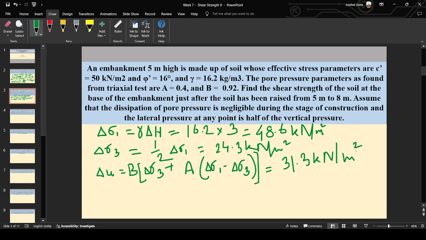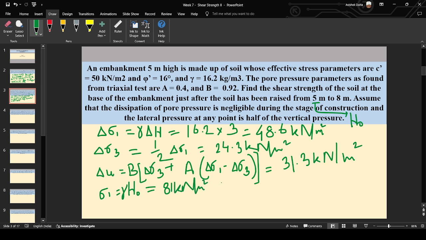Now to find out the effective stress after the construction has happened, what was the original normal stress, sigma 1? Sigma 1 will be equal to gamma into H0, the original height. H0 is 5. So 16.2 into 5, how much? 81 kilonewton per meter square.